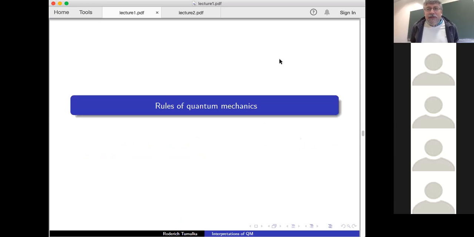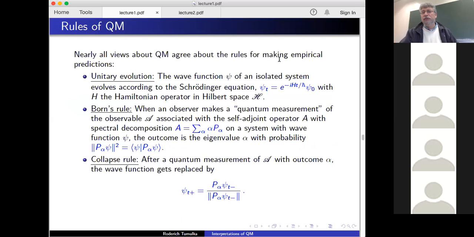Okay, the next topic I want to talk about: I want to briefly review the rules of quantum mechanics and then talk about how that is compatible with the Bohmian trajectories. The rules I have in mind are the rules for making empirical predictions, and essentially all views about quantum mechanics agree about them. So these rules are not controversial, they're universally accepted.